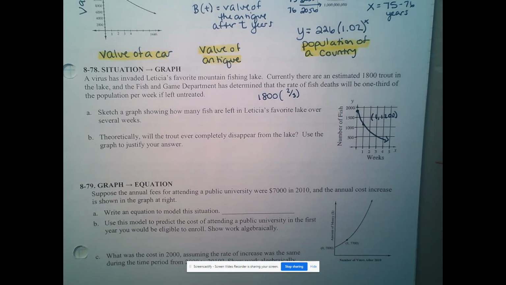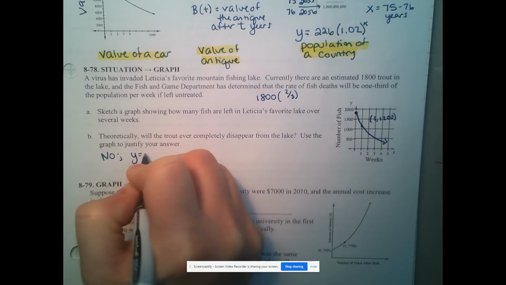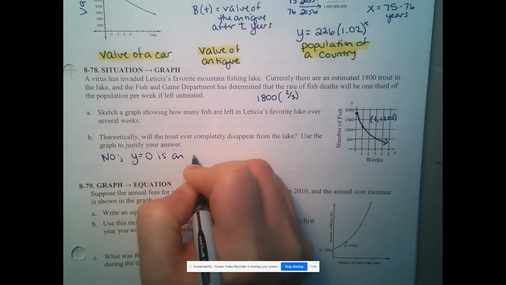It's not going to touch the x-axis because hypothetically, you are never going to run out of fish because you could go to decimals, but in the real world, eventually we will run out. So it says, theoretically, will trout ever completely disappear from the lake? We would say no. Y equals 0 is an asymptote.